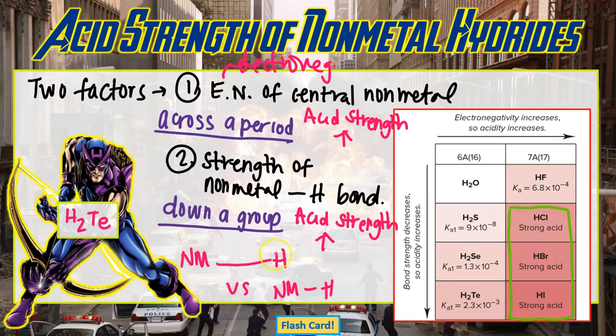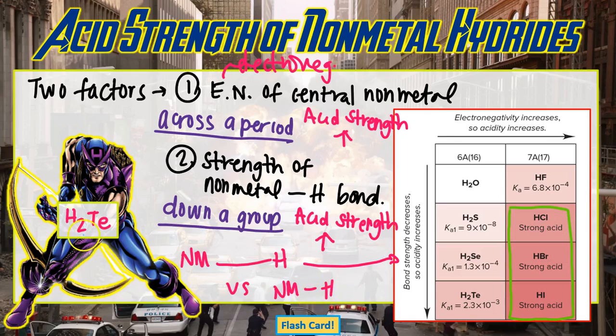Also, bond strength. Because the bond is longer, the bond strength is going to be weaker, and that means it's also going to be easier to give up a proton when you're dealing with length and strength, okay? Versus if you have a nonmetal attached to the hydrogen proton and it's very, very short, that means you're going to have an increase in bond strength, and it's going to be harder to give up this proton. And so you'll see the acid strength decrease in that situation.